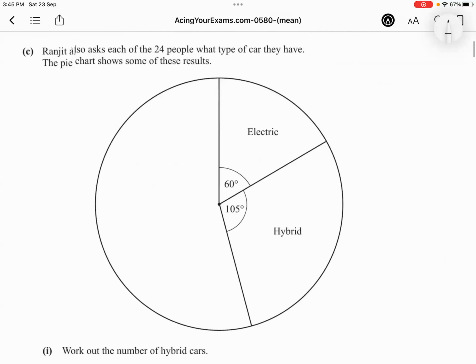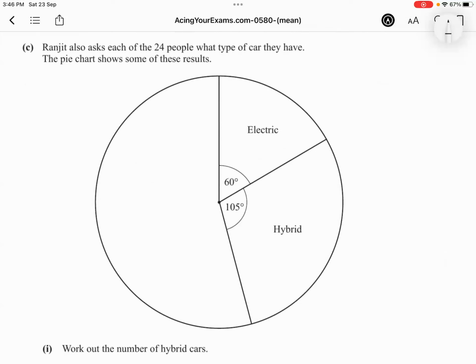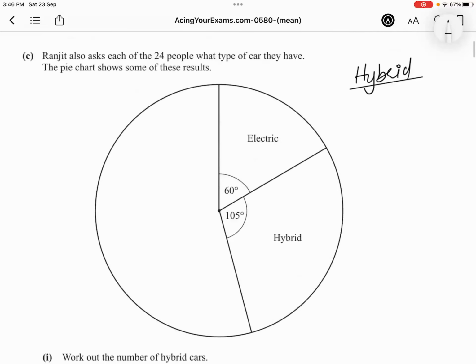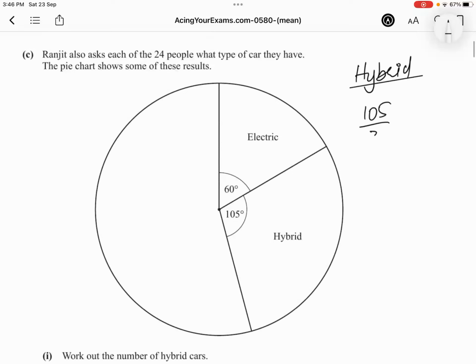They say that Ranjit also asked each of the 24 people what type of car they have. The pie chart shows some of the results. Electric and hybrid. Okay, 105. Work out the number of hybrid cars. Hybrid cars are 105 out of 360 because it's a pie chart. Now there were 24 people in this data, so you have to multiply by 24. That means part divided by total times the number you are distributing. So 105 divided by 360 times 24 is how much?